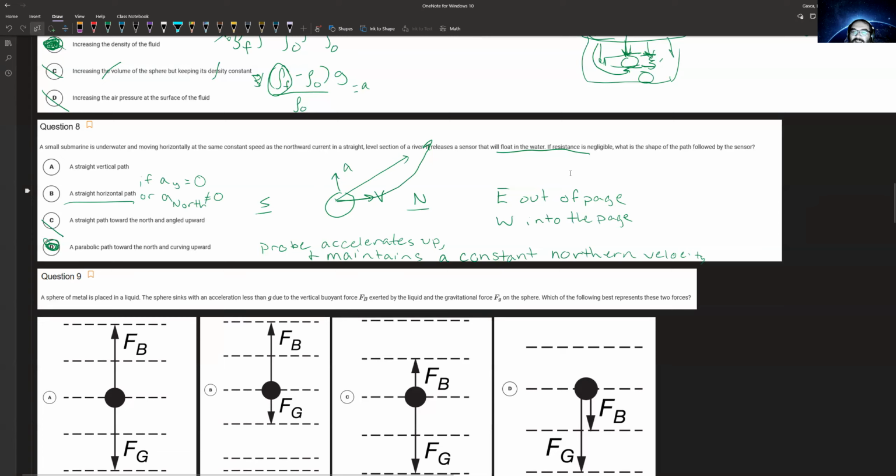But would it accelerate at a constant acceleration? Yes, because the buoyant force depends on the volume displaced. While it's under the water, that buoyant force is going to be constant because it's still pushing out the volume equal to the volume of the probe. But as it starts to rise out of the water, the buoyant force is going to get smaller and smaller until it equals the weight of the object.